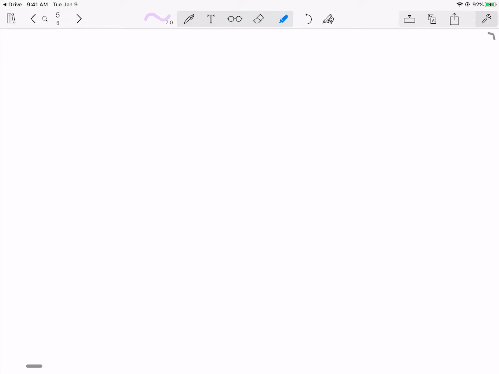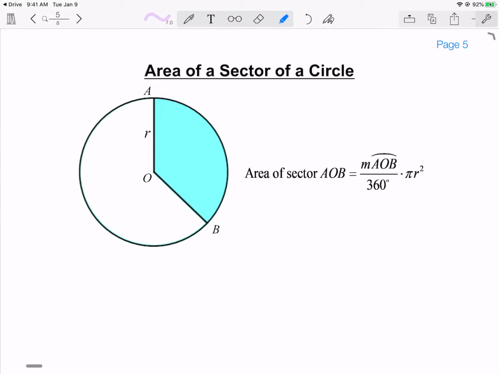So now let's briefly talk about what we have when we just have a sector of a circle. Now a sector of a circle is simply like a piece of the pie. So if you cut out a few pieces of the pie, what's the area of what you cut out? And it's really quite simple. All you need to do is figure out what portion of the pie you have. Do you have half of it, a fourth of it, a fifth of it, some crazy decimal amount of it? What percentage of the pie do you have?